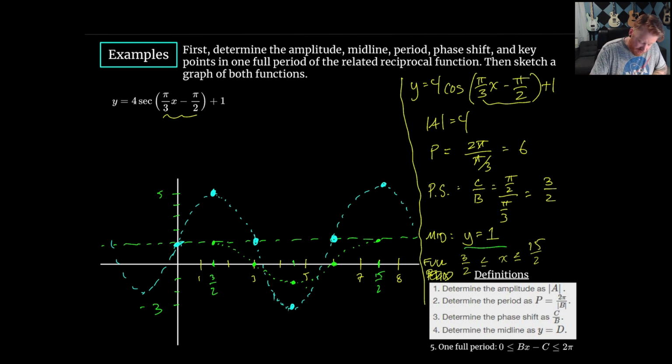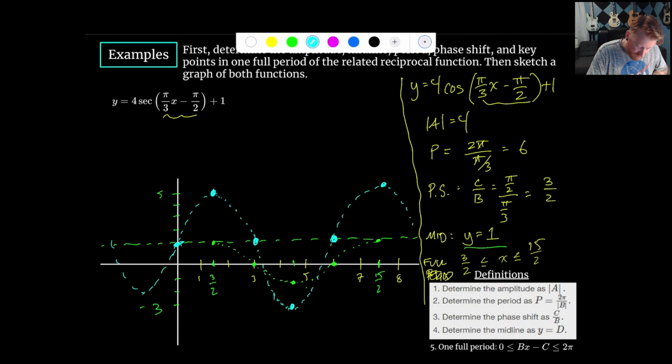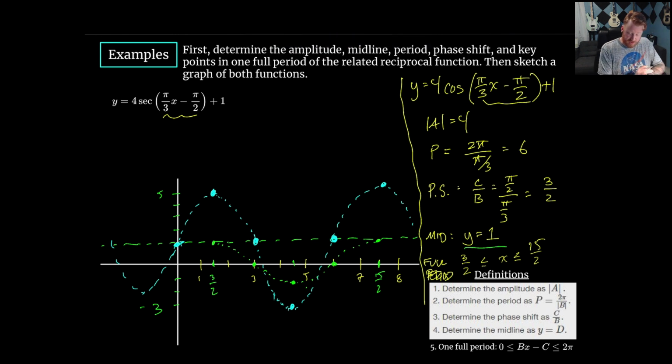So now what we want to do is graph the related secant function. So wherever this is going through its midline is going to be where it is undefined, because that corresponds to passing through 0. So these are all of our vertical asymptotes. There'll be one more over here somewhere.